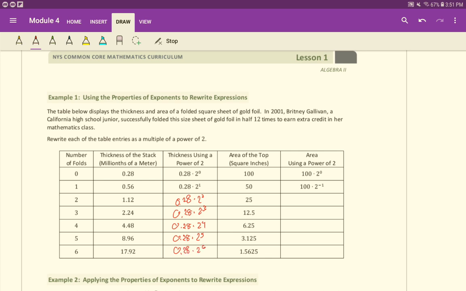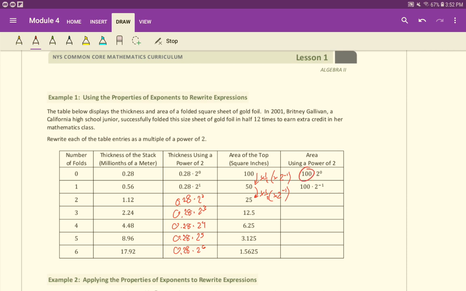On the other hand, if you think about the surface area of the top layer of the gold foil, it starts with 100 square inches, but when she folds it in half, the top layer will now only be 50 square inches, halving it again, 25, and so on and so forth. So here we're multiplying by 1/2. Or instead of multiplying by 1/2, we know from our exponent property it's the same as times 2 to the negative 1. And again, times 1/2 here is the same thing as times 2 to the negative 1.